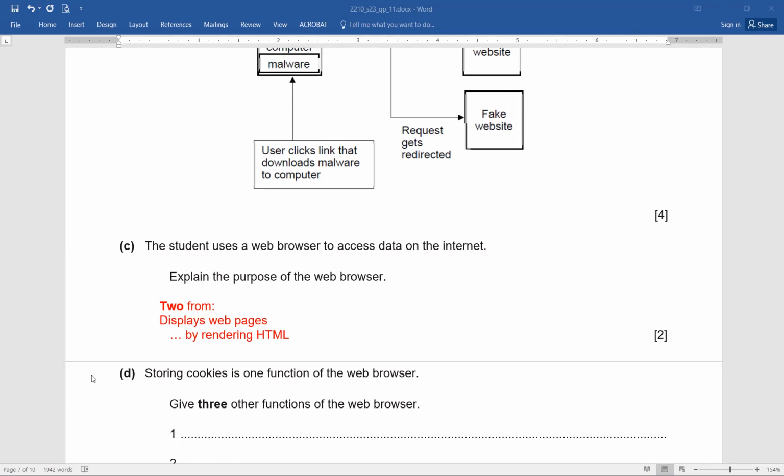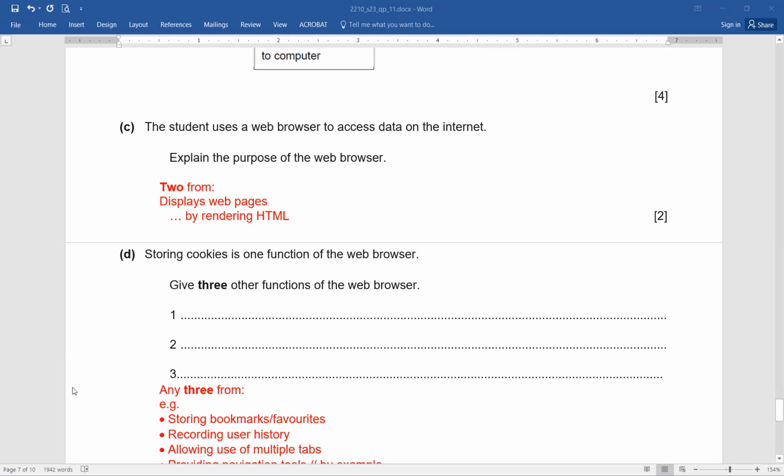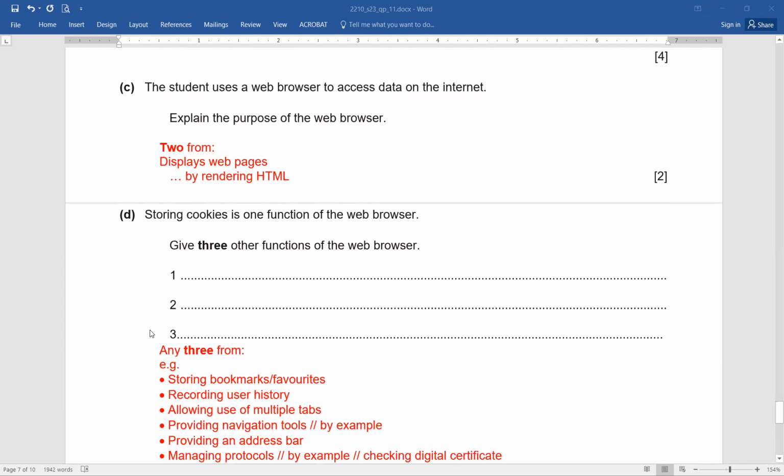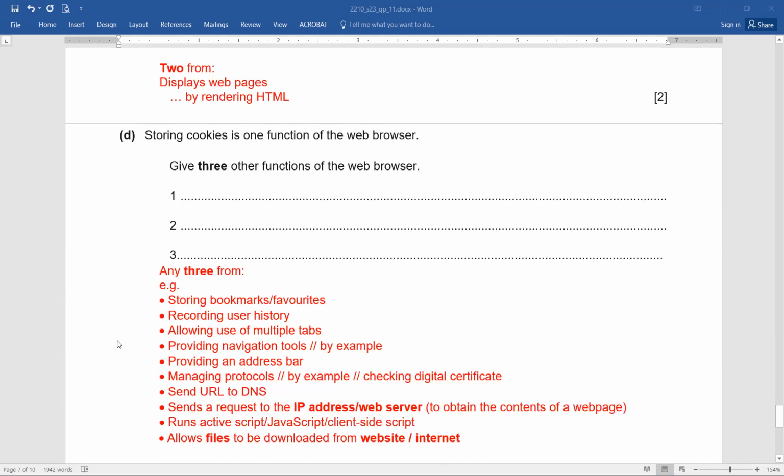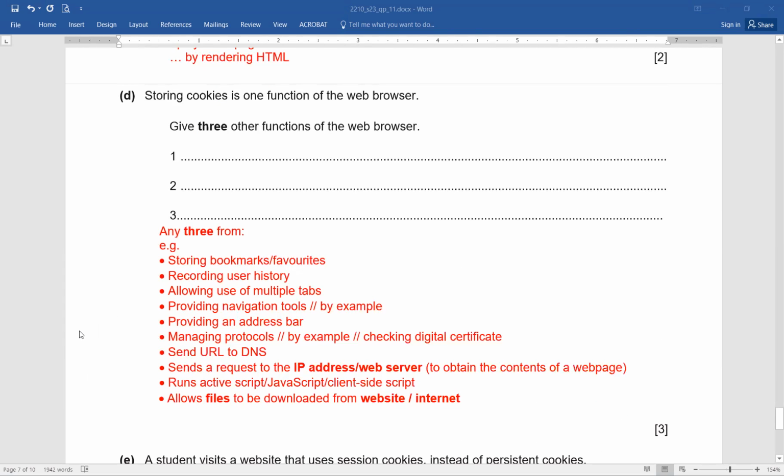Storing cookies is one function of the web browser. Give 3 other functions of the web browsers. What else are they meant to do? Now be attentive. They have mentioned one already, storing cookies. Once you are talking about the others, you will not mention the cookies at all. Otherwise, you will not score any mark for that particular point. Now, what are the other ones? You already know it.